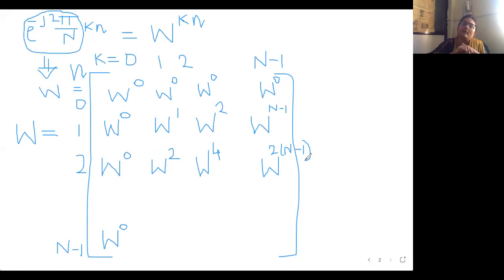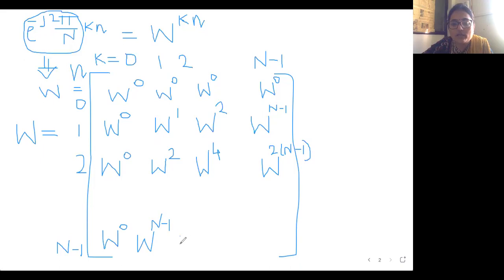2 multiplied by n minus 1. At the last, now we will talk about the last row. In the last row, what will you get here? The value of n is n minus 1. At this position, if I take this, this will be k equal to 1. So 1 multiplied by n minus 1. So this element will be w raised to n minus 1.